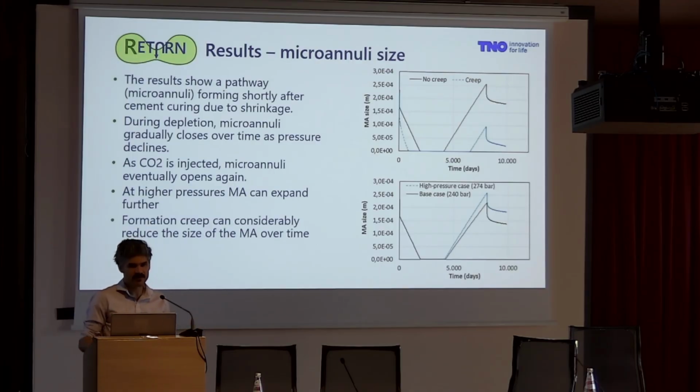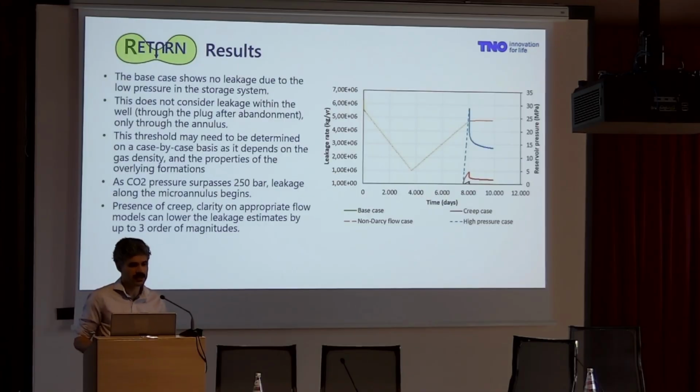Okay, so we have a leakage pathway. It's dynamic. It could be present at some points. What happens to the leakage rates? So the base case, if we assume that we don't go over 240 bar, we don't anticipate any leakage. This has been a cause of debate at some point. It feels a little counterintuitive. It's a gas, it should kind of move upward no matter what.